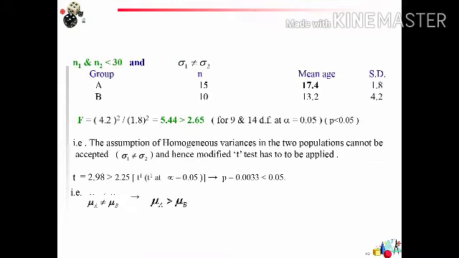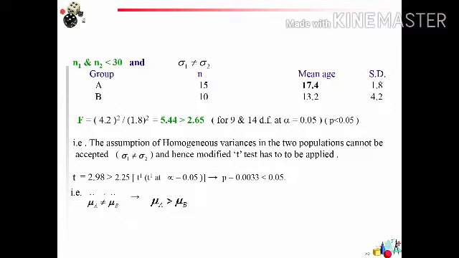For example, here we have two groups, group A and group B, and the corresponding numbers of samples are given here. For group A 15 and group B 10. And here we are estimating the mean age of the population. For group A the mean age is 17.4 and standard deviation is 1.8, and for group B the mean age of the patients is 13.2 with a standard deviation of 4.2.